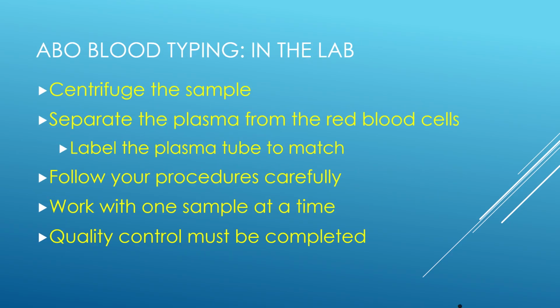We centrifuge the sample and separate the plasma from the red cells into a properly labeled tube. Make sure your red cells and plasma samples have the same patient information on them. Follow procedures carefully. Work with only one sample at a time and keep other patient samples in a separate rack from your working rack. Quality control must be completed each day that reagents are used. There should be positive and negative controls.